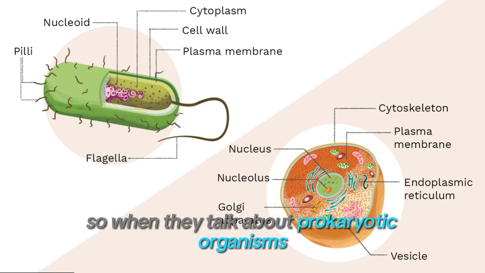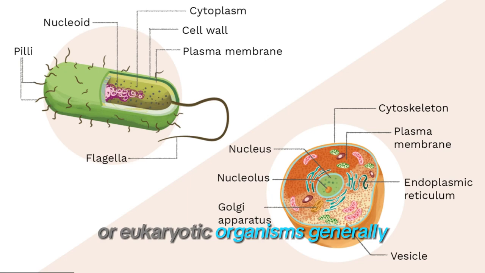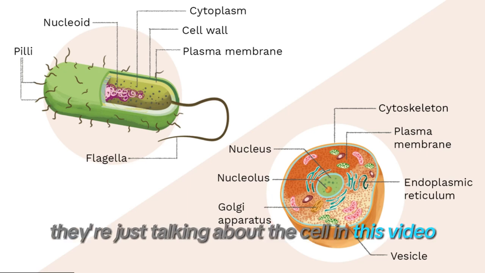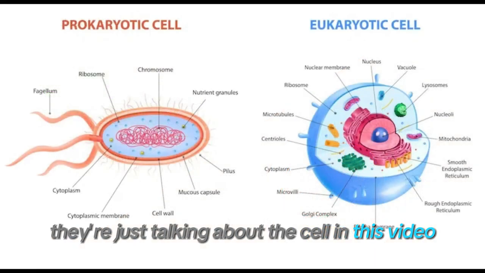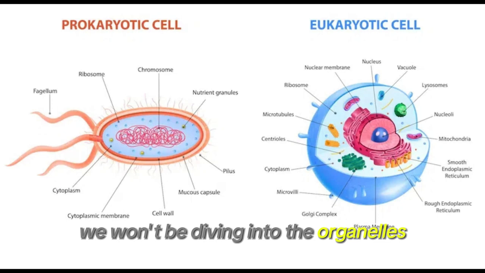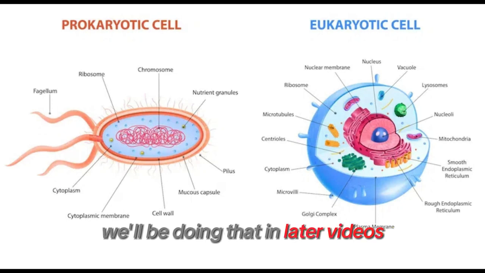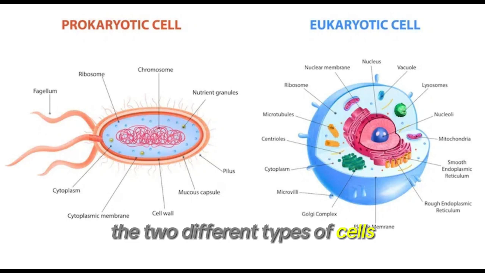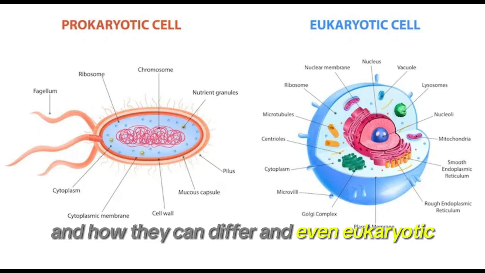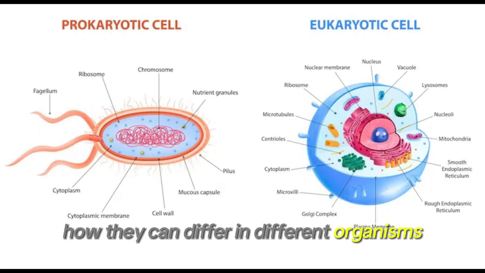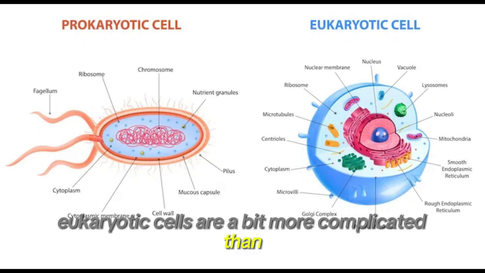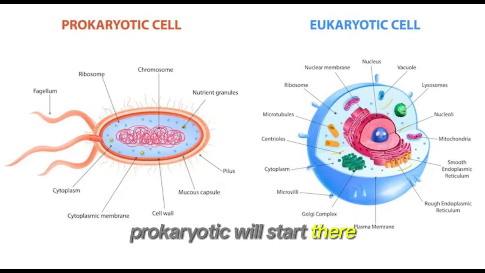So when they talk about prokaryotic organisms or eukaryotic organisms, generally they're just talking about the cell. In this video, we won't be diving into the organelles, we'll be doing that in later videos. This video is just to show the two different types of cells and how they can differ, and even eukaryotic, how they can differ in different organisms. So, as eukaryotic cells are a bit more complicated than prokaryotic, we'll start there.